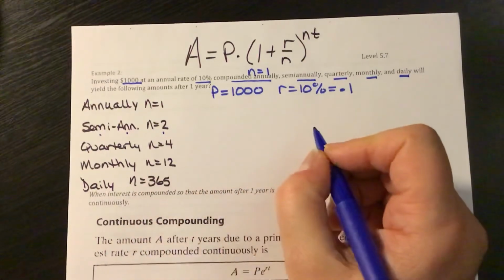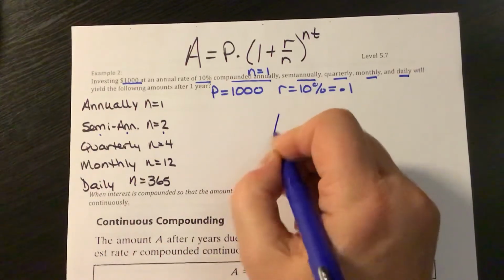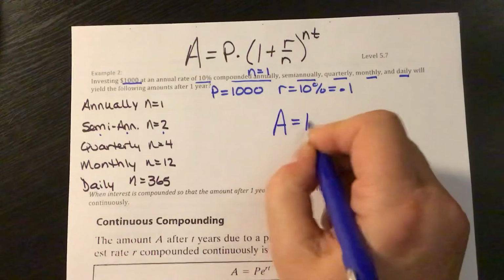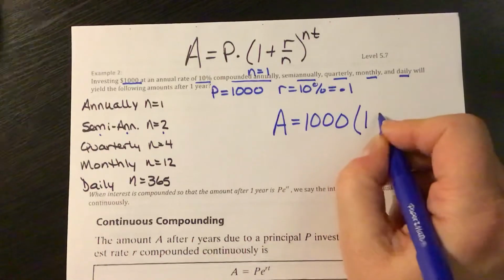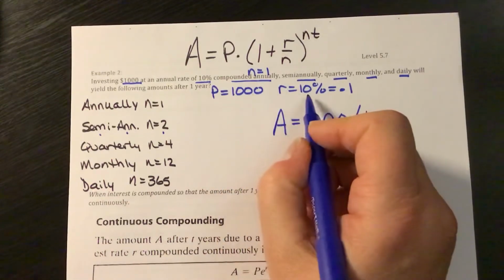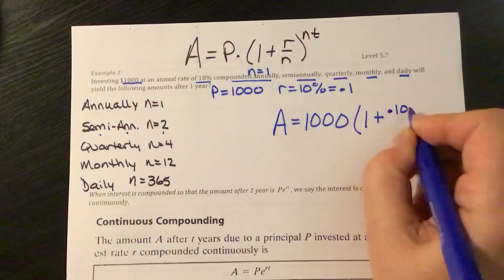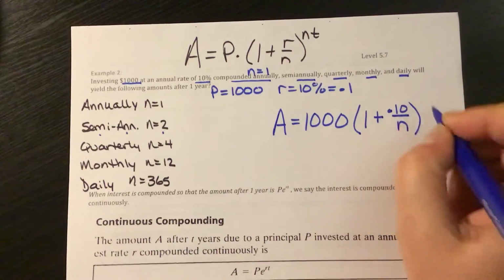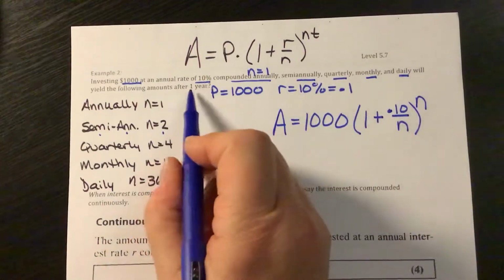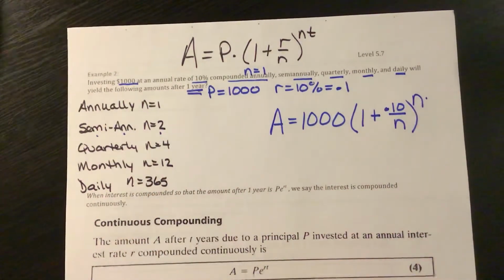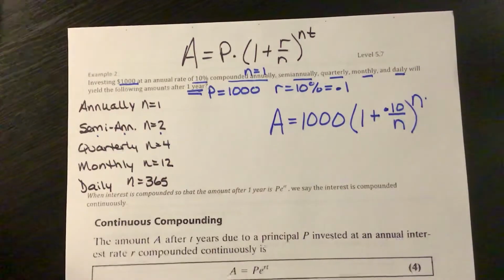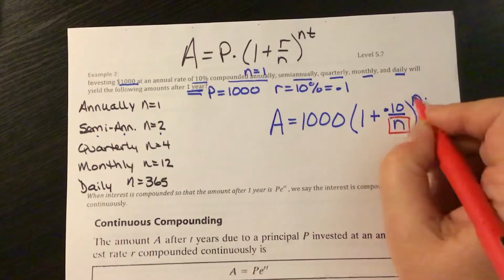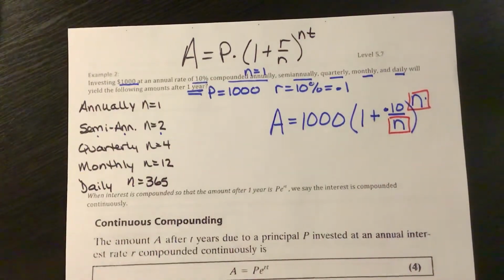All right, so really what's happening is to find that amount, I'm going to start with $1,000, and I'm going to multiply that by 1 plus my rate, 0.10, over n, to the n times, and we're just doing this for 1 year, so n times 1 is just n. So the only thing that I'm going to change in my calculations is how many times I'm calculating the interest during the year.